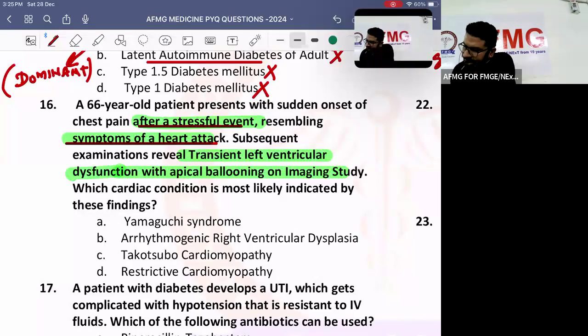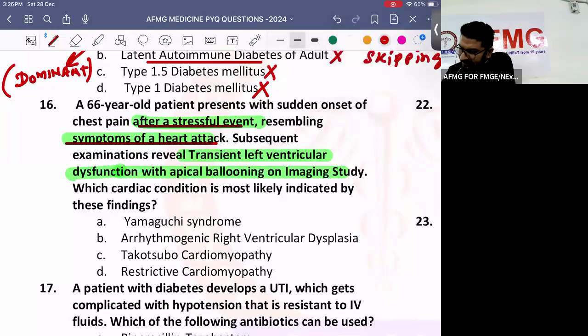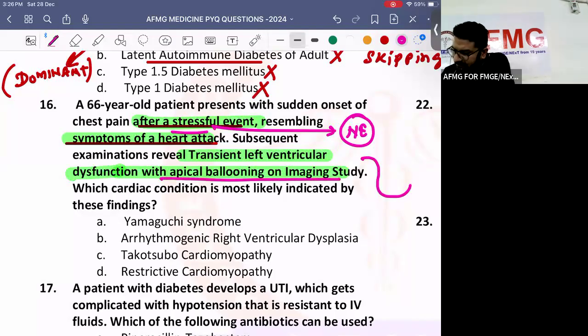Why C? The first hint in the MCQ is that the patient is having some stressful event. Stressful event means there is a trigger. Stress can release catecholamines, norepinephrine, epinephrine. Then there is apical ballooning on imaging, meaning it will have this type of pattern, what we call as octopus jar heart. And the disease is mimicking a heart attack, meaning it mimics MI.